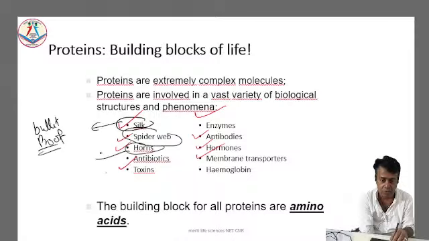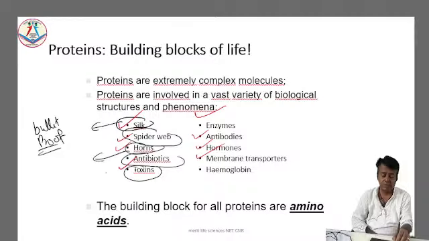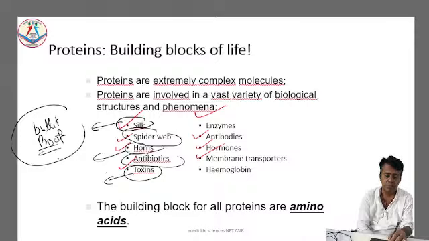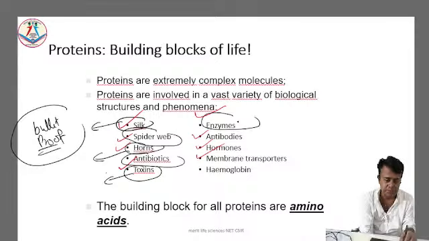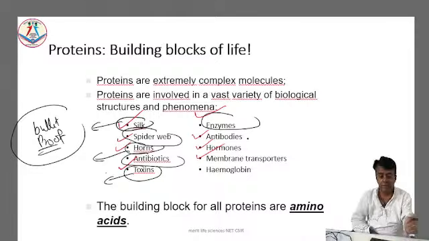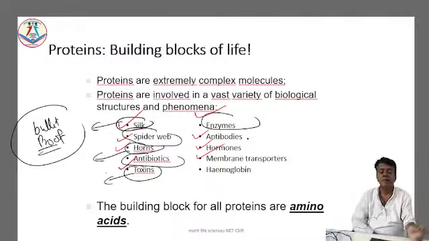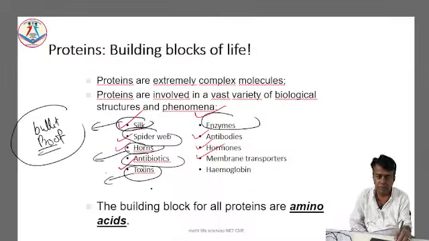Horns are also very tough, you know, but antibiotics are not very tough. Toxins are all proteins, amino acids, short peptides, you know, right? But they are not like silk; you cannot use them to prepare bulletproof material. Enzymes are proteins too, but they have different functions. So what is unique about the protein? How are these unique protein features embedded by the use of amino acids? So we have to learn a lot.